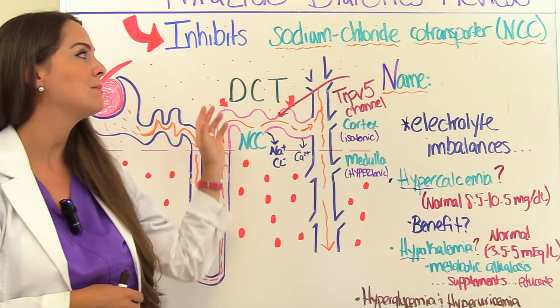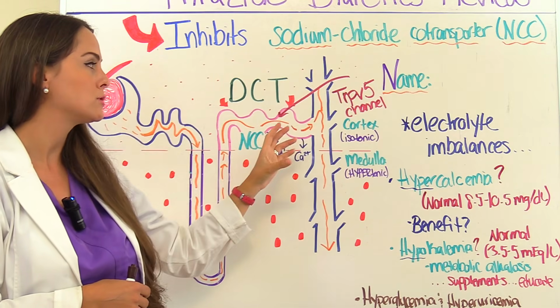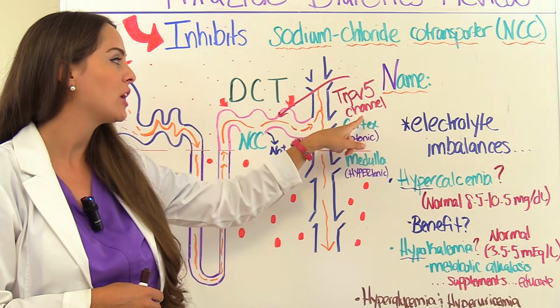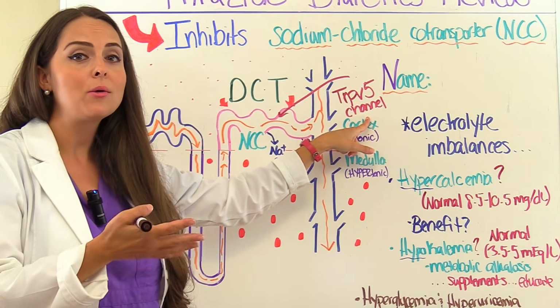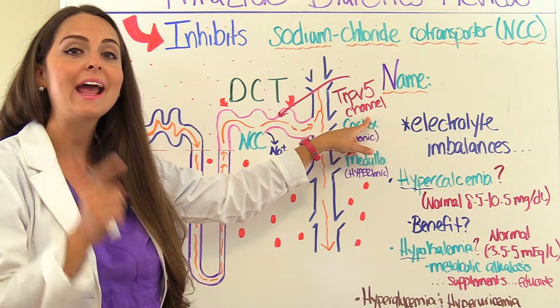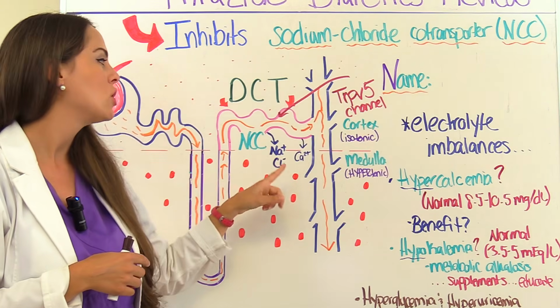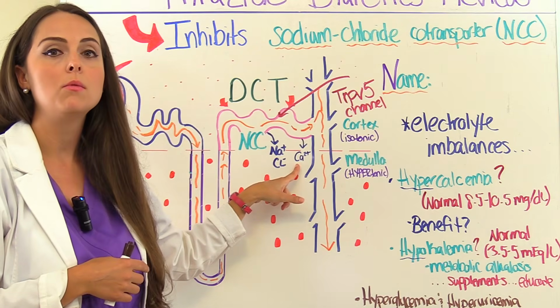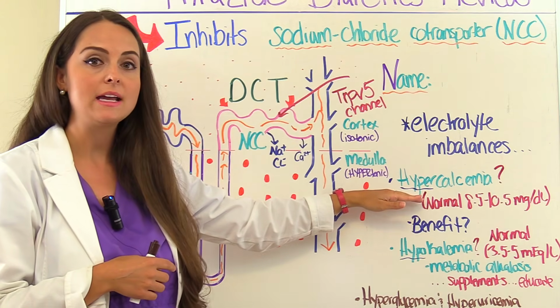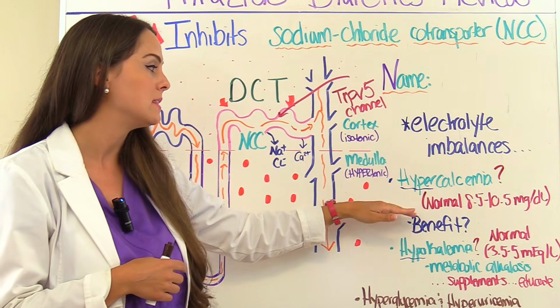And because we inhibit this sodium chloride cotransporter, it's actually going to enhance how this channel works. So it helps the body reabsorb calcium back into the blood. Well, if we're enhancing how this channel works, we're going to be reabsorbing more calcium in the blood, which can lead to hypercalcemia, increasing our calcium levels in the blood.